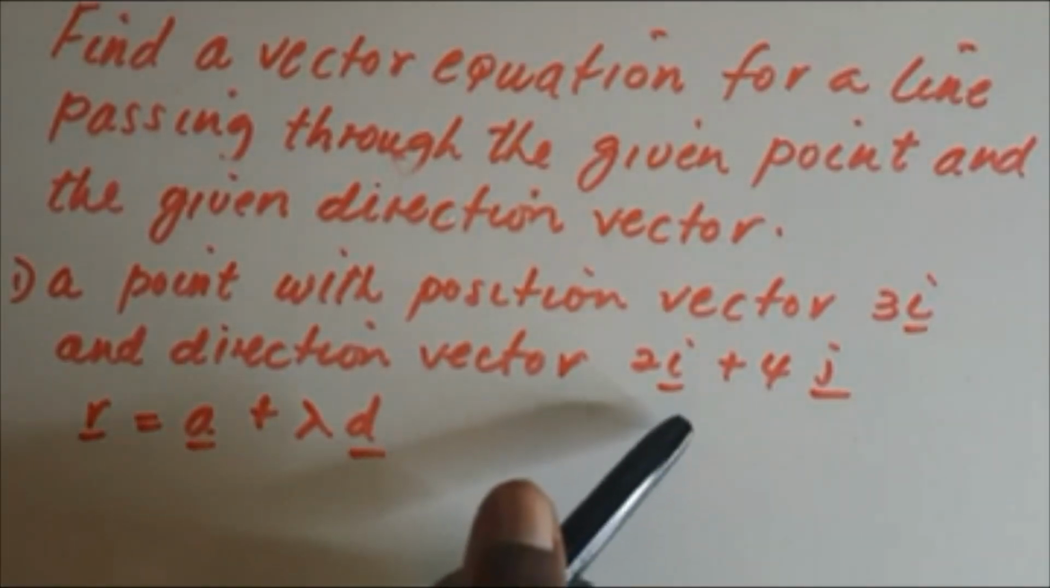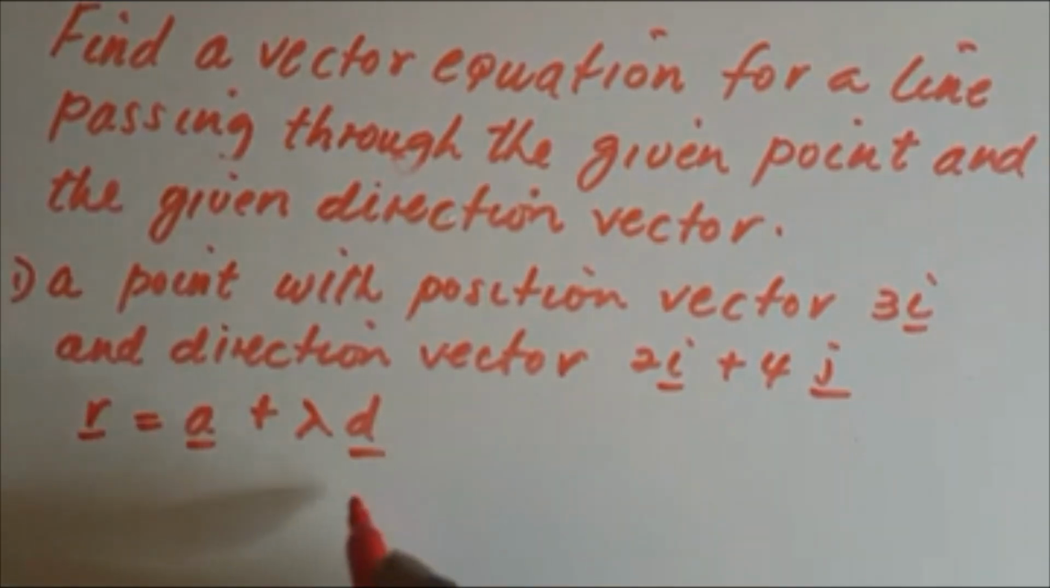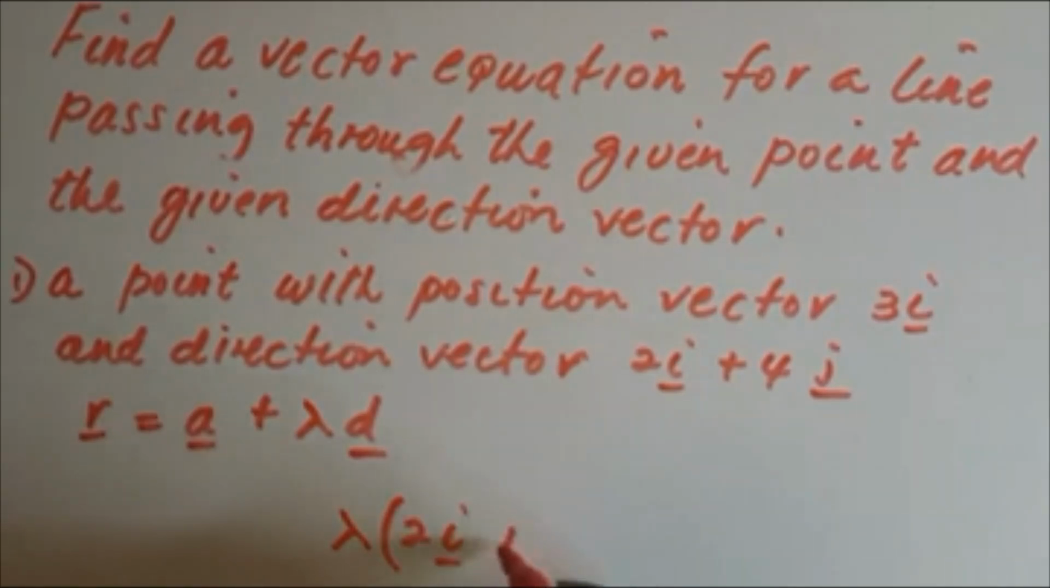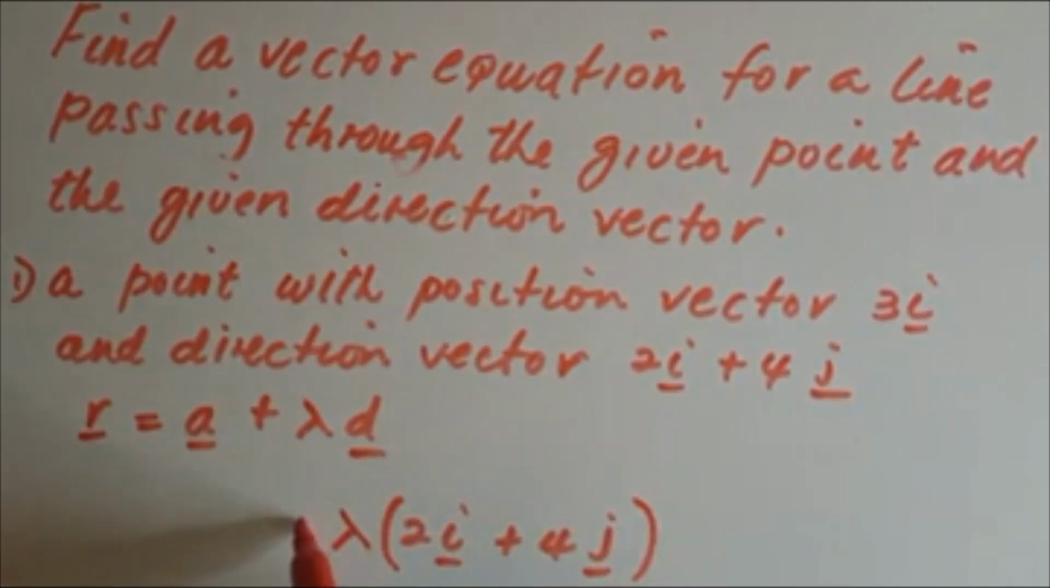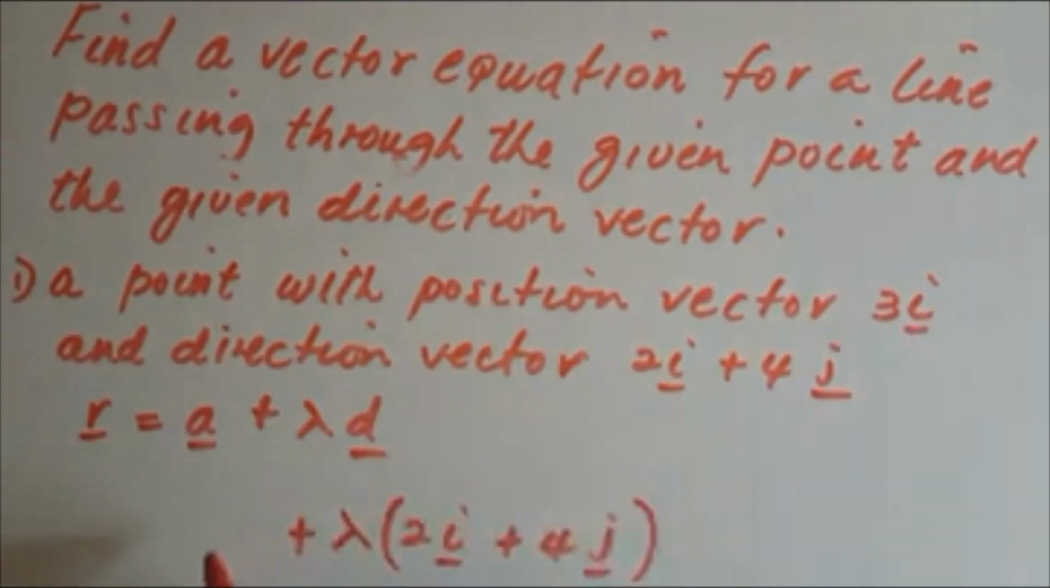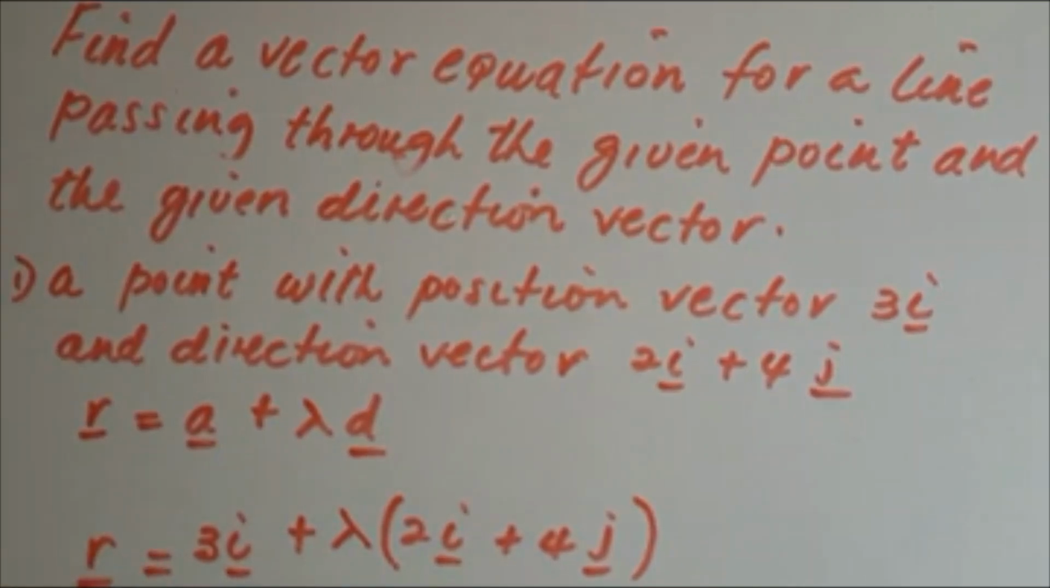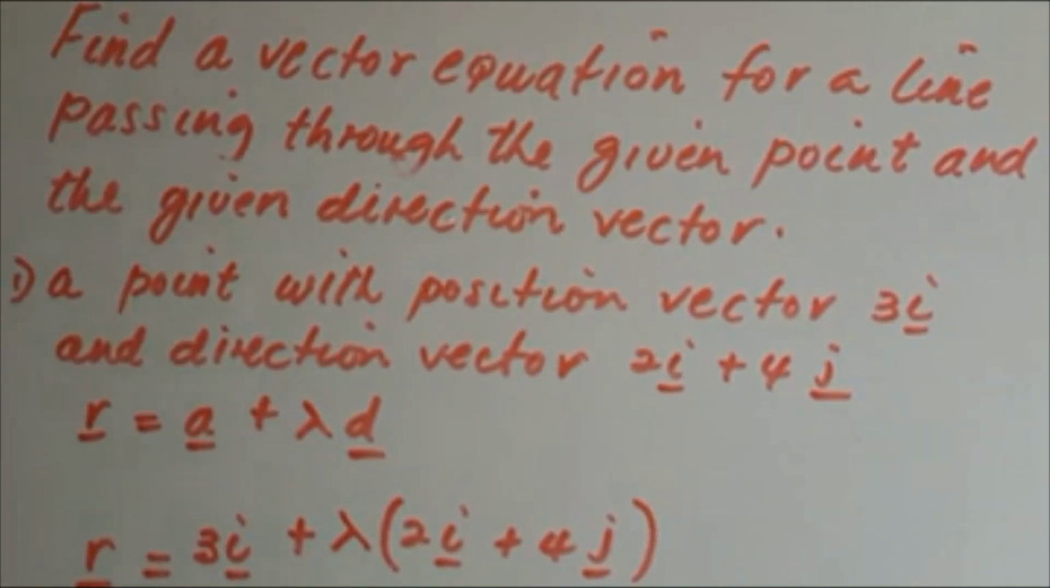A is the position vector and D is the direction vector. They already told us what our direction vector is, so immediately we can write that it's lambda times 2i add 4j, and our position vector is simply 3i. So our vector equation is 3i add lambda into 2i add 4j. Let me just make sure this is on the screen properly.